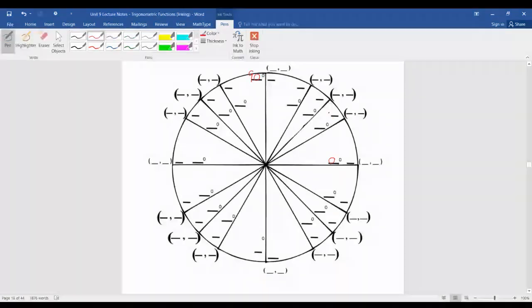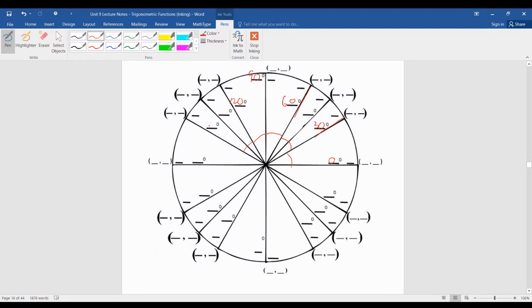Now, if we divide 90 by 3, we get 30. So the measure of this angle here is 30 degrees. The measure of this angle here is 60, because this is 30 plus another 30. Plus another 30, that's 90. 90 plus another 30, that's 120, so this is 120.